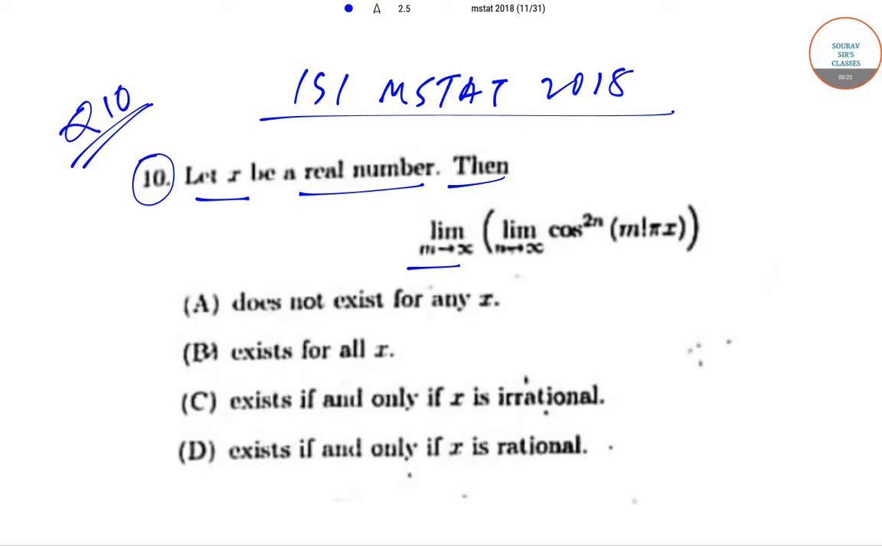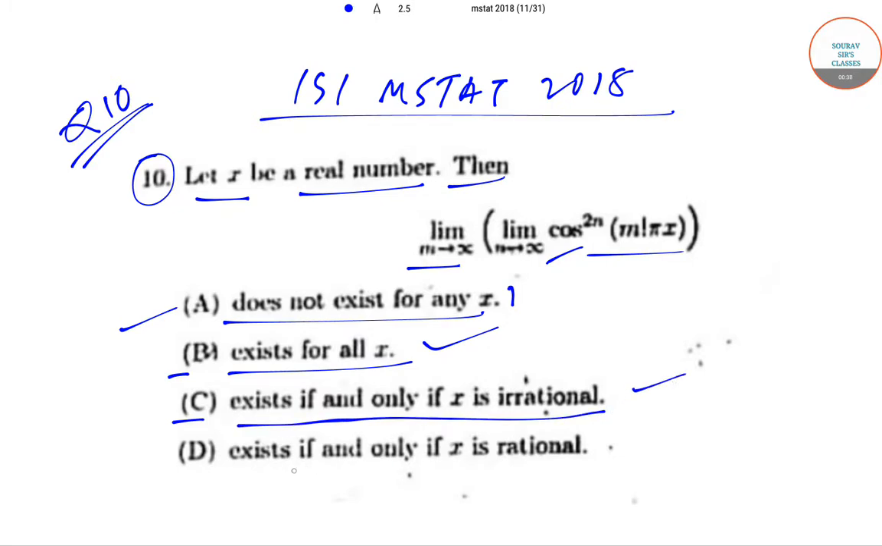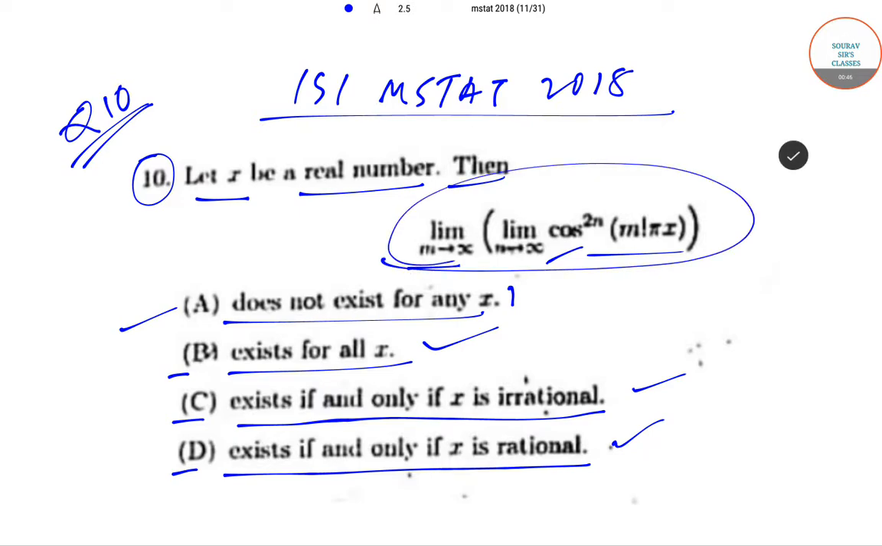as m tends to infinity, limit as n tends to infinity, cos to the power 2n m factorial pi x. Option A: does not exist for any x. Option B: exists for all x. Option C: exists if and only if x is irrational. And D: exists if and only if x is rational. So we have to check the existence of this limit.